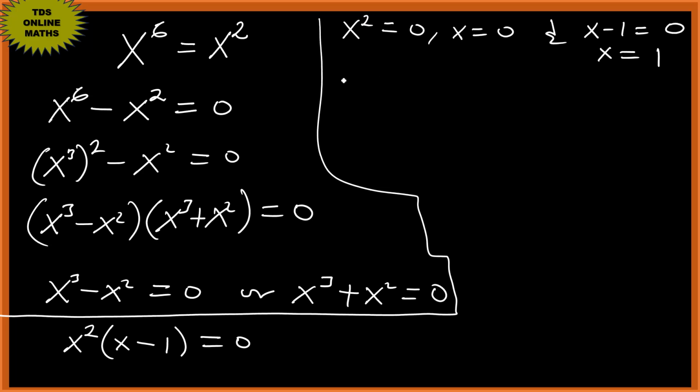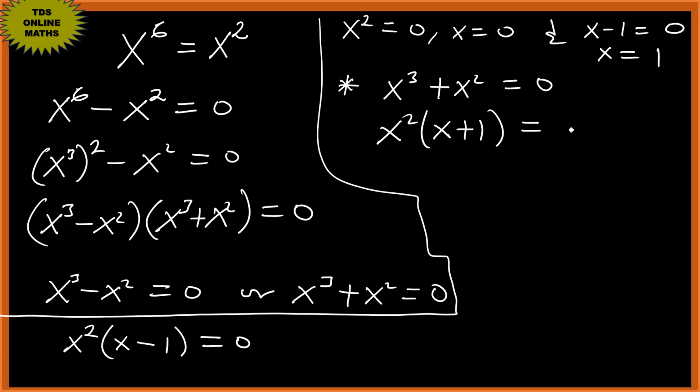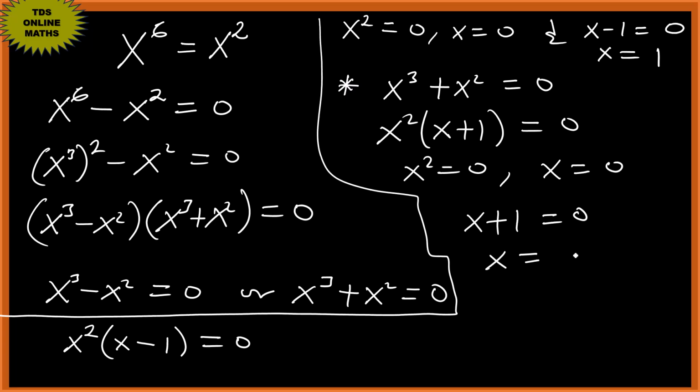So the next part of the question, we have x cubed plus x squared equal to 0. So let's factorize x squared out. We have x squared, and we have x plus 1. So we have x squared equal to 0, just as we did with this, so my x is still 0. And we have x plus 1 equal to 0, so x is equal to -1.